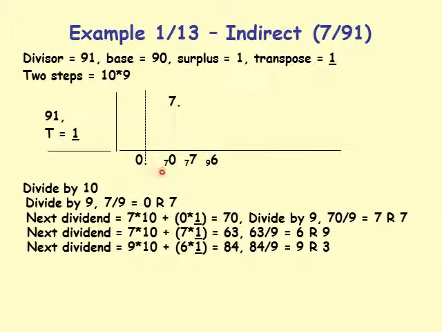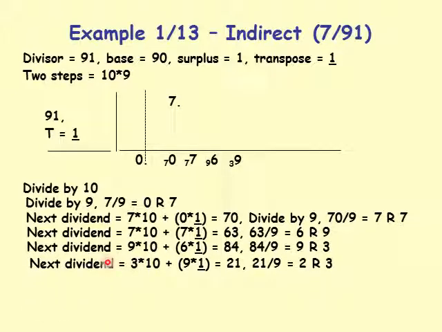Next dividend is 9 times 10 plus 6 times negative 1. So 84. I divide by 9. 84 divided by 9 is 9 remainder 3. Let's continue here. This is how I show it. 9 remainder 3. This 9 is a part of the answer, and this 3, which is remainder, is my scratch pad number. Let's continue. Next dividend is 3 times 10 plus 9 times negative 1, which is 21. 21 divided by 9 is 2 remainder 3.